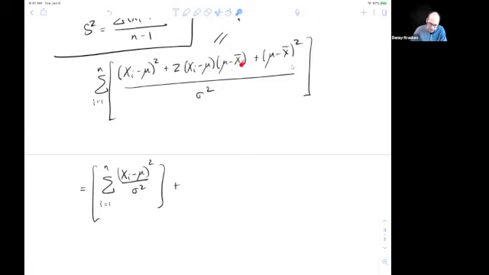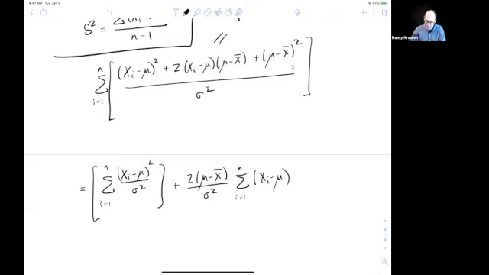The next term is, if you look at this next term over here, you see this is just a constant. This is a constant, that's a constant. So that stuff's going to pull out of the sum. So we get a 2 times (mu minus x bar) over sigma squared times the sum, i equals 1 to n, of xi minus mu.